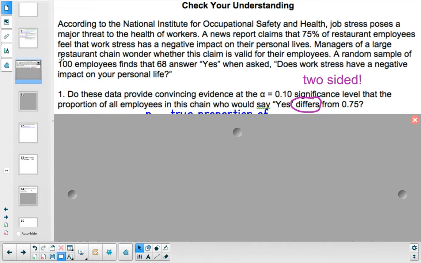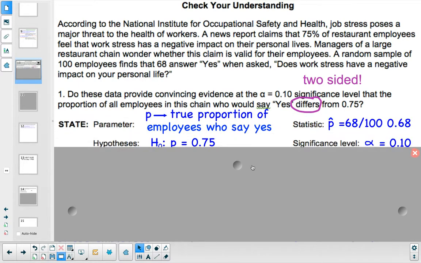So notice how the prompt just wants you to test whether the proportion is really just different than 75%. Even though we've already read what their statistic is, which is 68%, even though that's less, we're not going to make this that we're testing p is less than 0.75, because it says investigate whether it's just different. So don't base your alternative hypothesis on the statistic, base it on the question. So be careful about that.